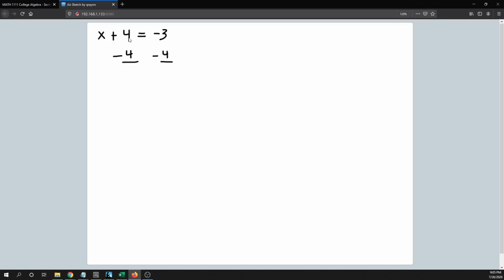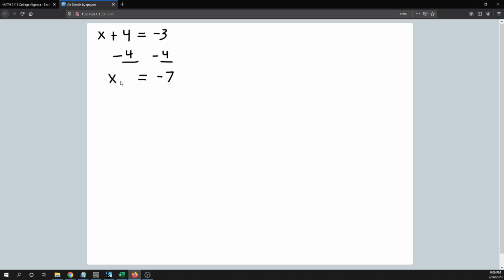Now I can combine some like things. If I have x plus 4 minus 4, that plus 4 minus 4 comes out to be 0. So I'll have x plus 0, and I'm not going to bother to write the plus 0 on there, because anything plus 0 is just itself. On this left side, I've got the x by itself, and that's one of the goals when solving these linear equations. Then over here on the right side, I have -3 minus 4. That's going to come out to be -7.